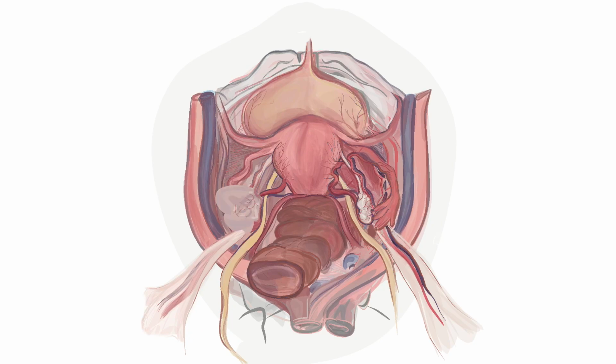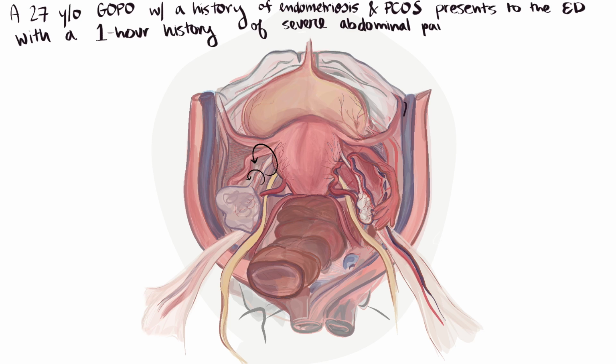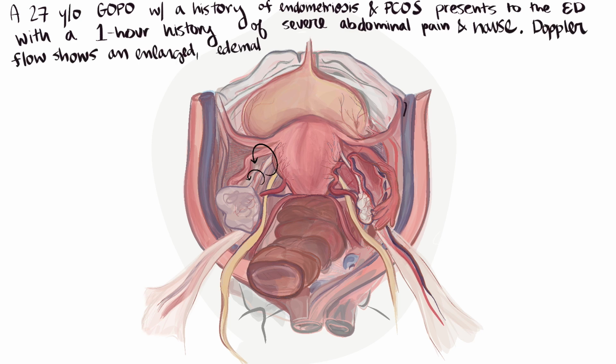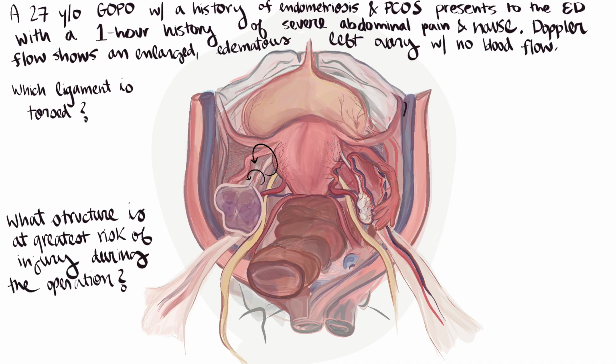Okay, now we're gonna put it all together. You have a 27-year-old who's never been pregnant. She has a history of endometriosis and PCOS, and she shows up to the emergency department with a 1 hour history of severe abdominal pain and nausea. I do know how to spell nausea, I just really messed up and I wasn't going to go back and fix it for this. Doppler flow shows that she has an enlarged edematous left ovary, and there's no blood flow.